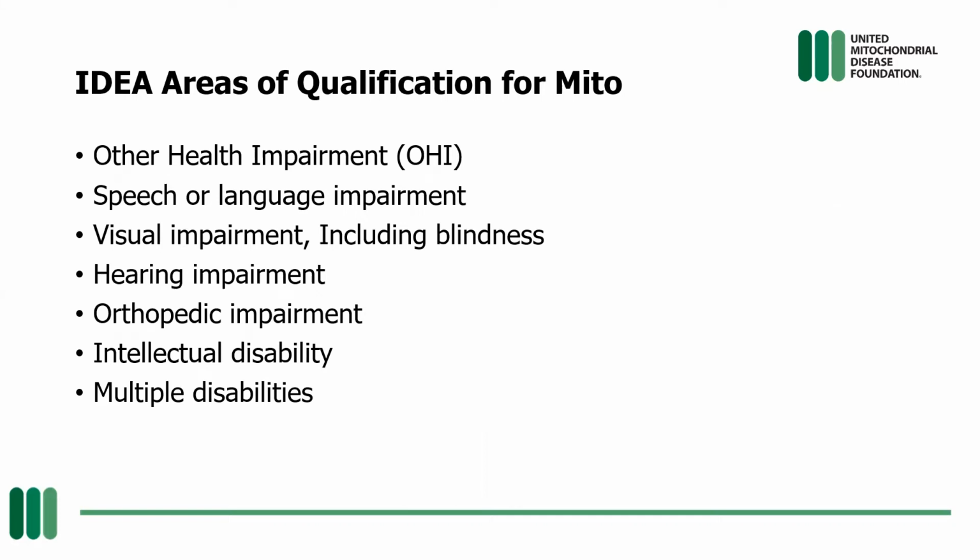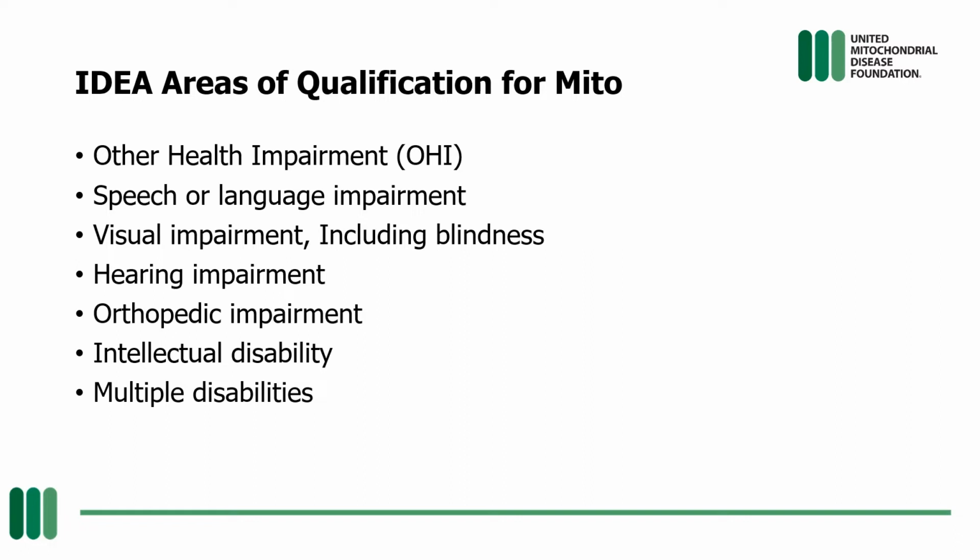So under IDEA, there are areas of qualification for children with mito. Most of the children will only qualify under one area, which is the OHI, or other health impairment. And we'll say, okay, great, they qualify under IDEA. It's important if they have any of the other criteria that they are also eligible for, that we get that on their IEP. And the reason for this is money. The number of qualifications under IDEA really drive the amount of services that children have. And I wish I could tell you that that wasn't that way, but this is really a numbers game.